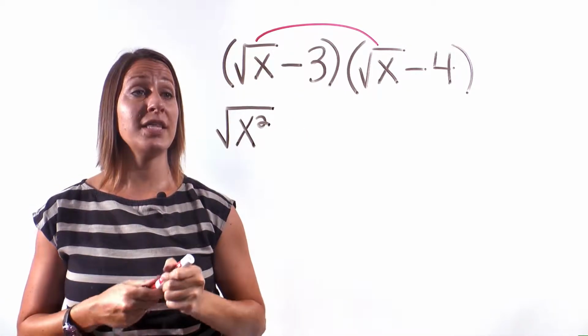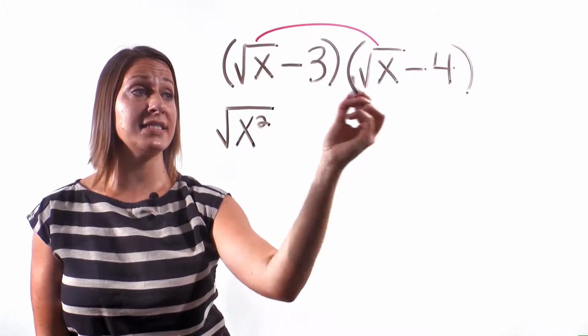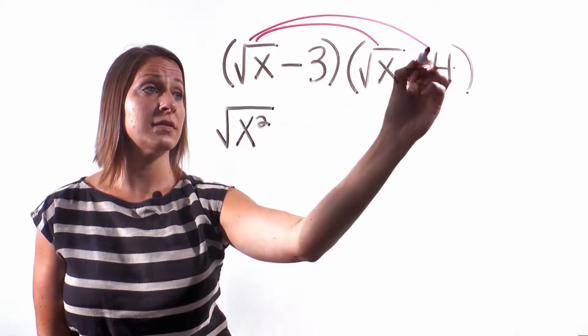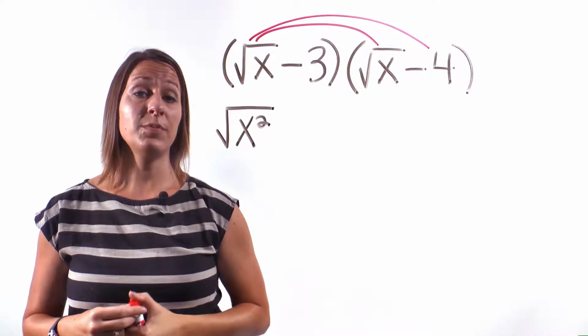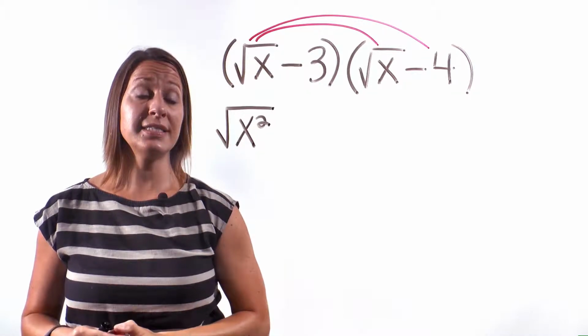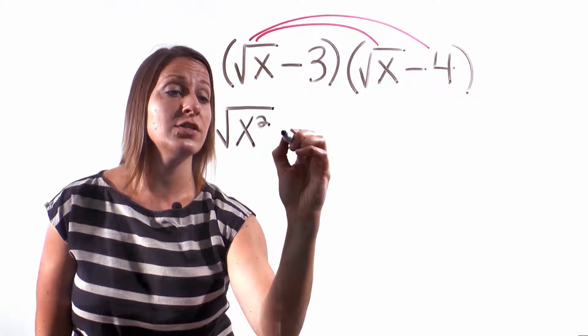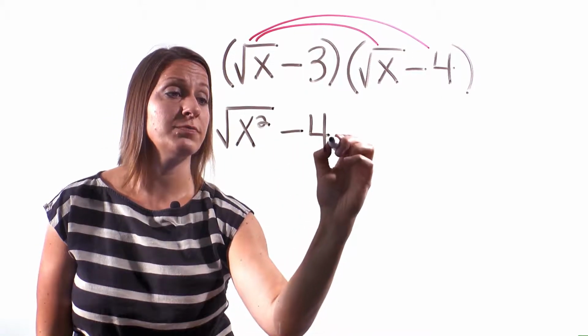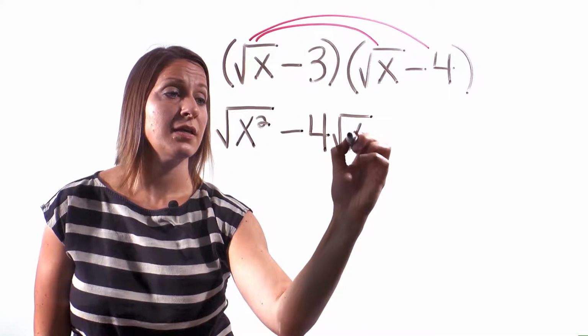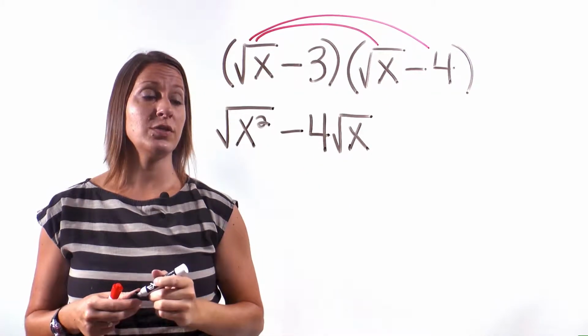Next, we'll multiply the same square root of x times the negative 4. Now, because the 4 is not inside of a radical symbol, we can't actually multiply them together, so they'll sit right next to each other as minus 4 square roots of x.